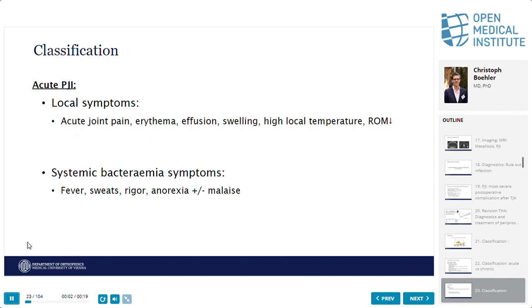So the acute infections are really easy to diagnose. Joint pain, you have all the signs of inflammation, erythema, effusion, swelling, high local temperature, and the patient is really ill. Okay, he has maybe fever, sweats, and yeah, high fever.